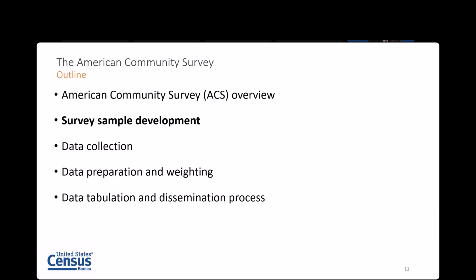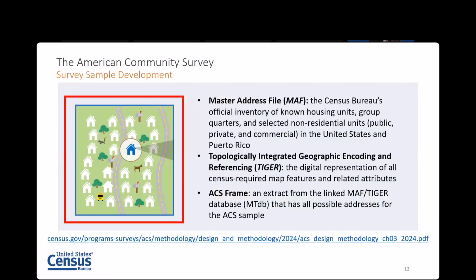Now let's discuss the survey sample development. The master address file is the Census Bureau's official inventory of known housing units, group quarters, and selected non-residential units, which could be public, private, and commercial, in the United States and Puerto Rico. It is the source of addresses used in the ACS. The master address file contains mailing and location address info, geocodes, and other attribute information about the living quarter. A geocoded address is one where a state, county, census tract, and block are identified. The master address file is updated continuously, so it's a dynamic data set.